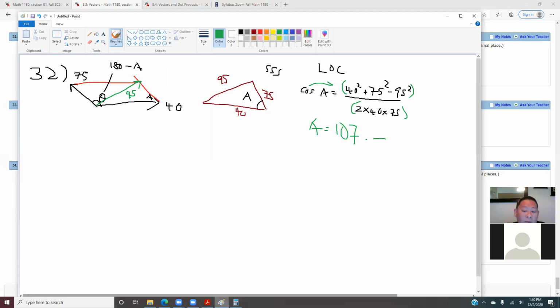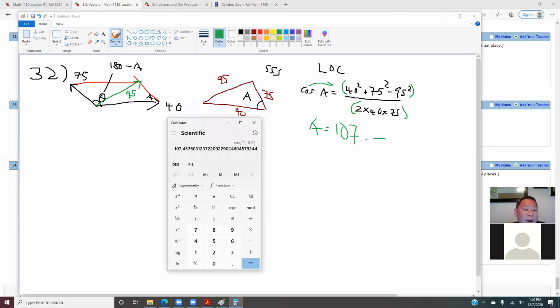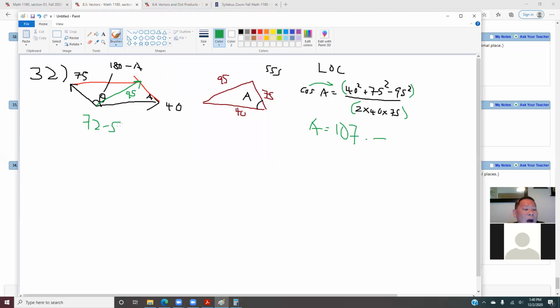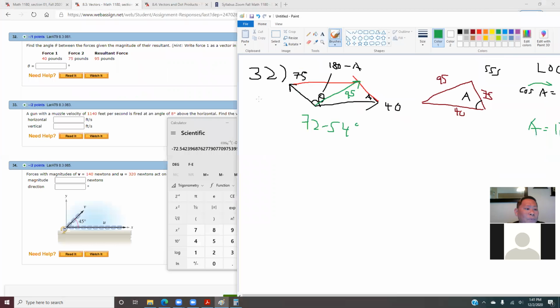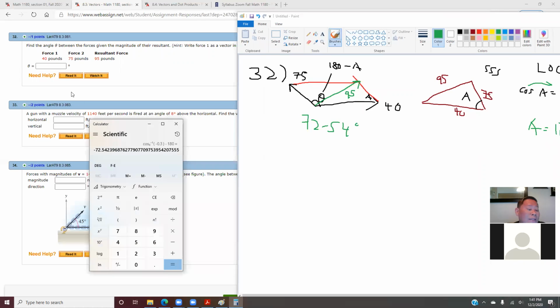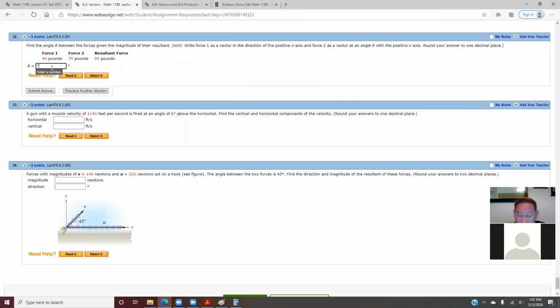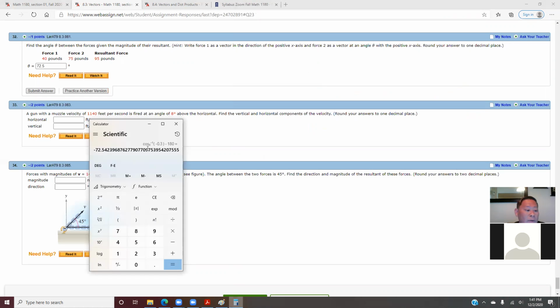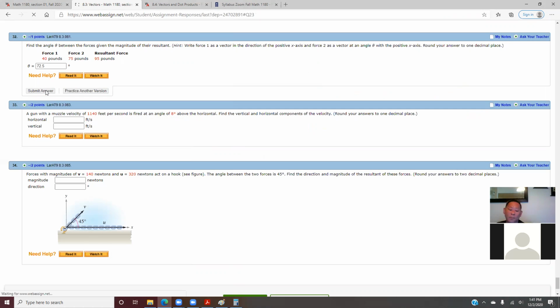But again, we are not looking for angle A, we are looking for angle theta. So you have to subtract this from 180. So that will be 72.54. This is the easiest way to find this. How many decimals? One decimal place, 70.5. Right? Yep, 70.5. So this is the easiest way to find this. Make sure you guys use the law of cosine in this case, which is easier.